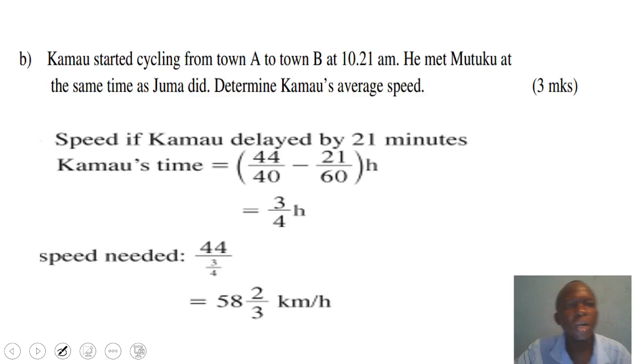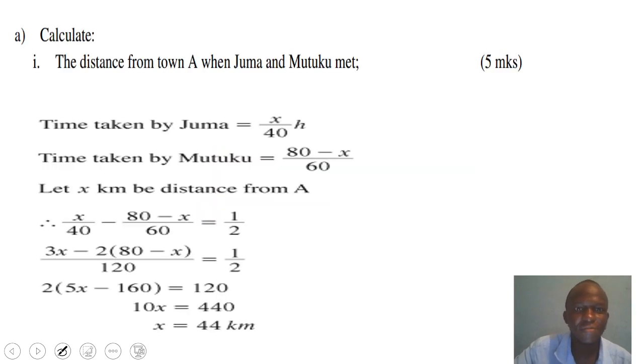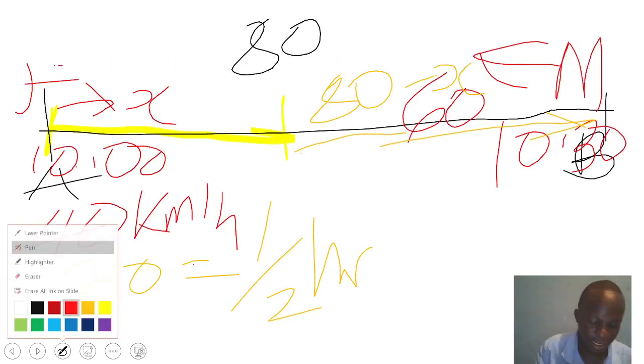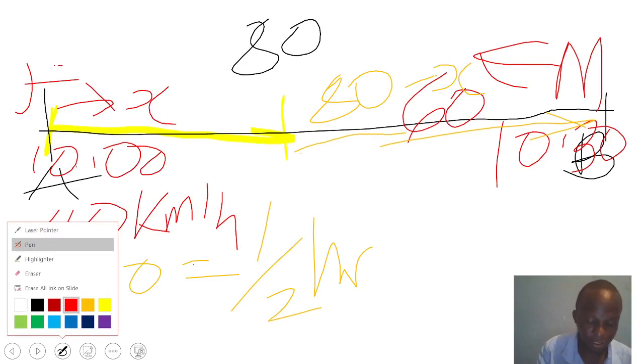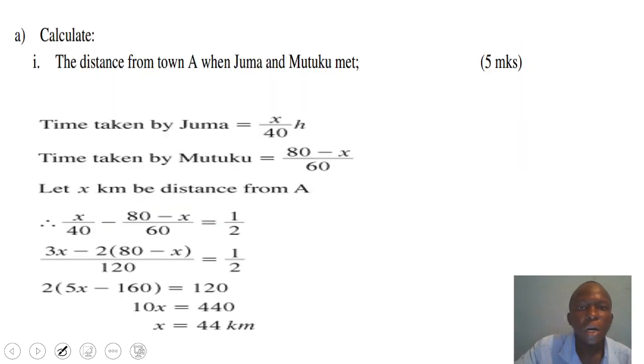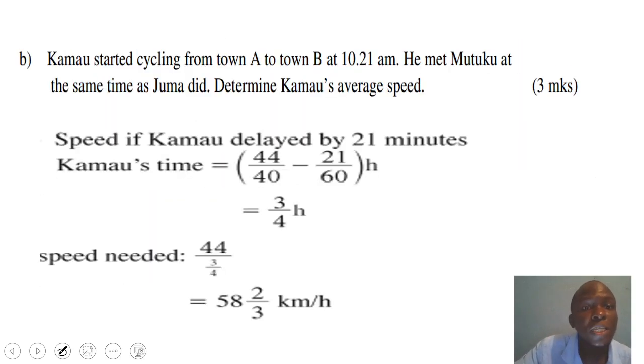Next, Kamau started cycling from town A to town B at 10:21 a.m. He met Motuku at the same time as Juma did. Determine Kamau's average speed. Let us go back to the diagram once again. We are told that Kamau started cycling from A to town B at 10:21 a.m.